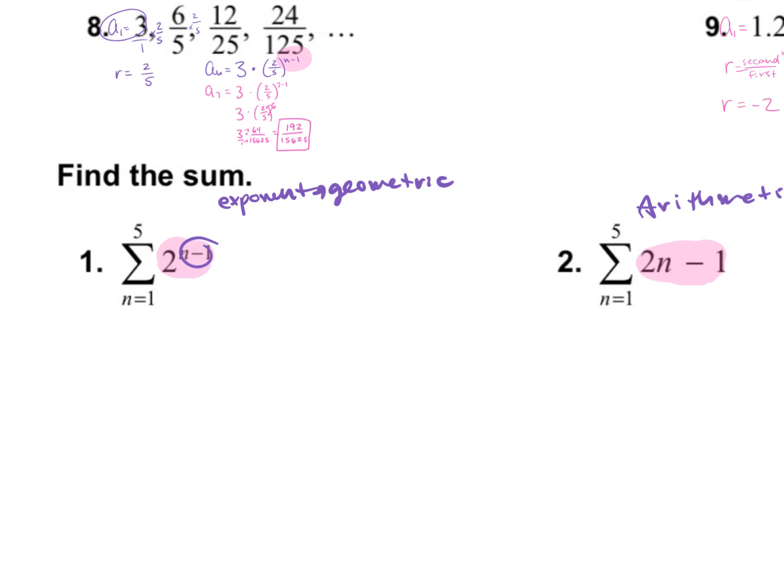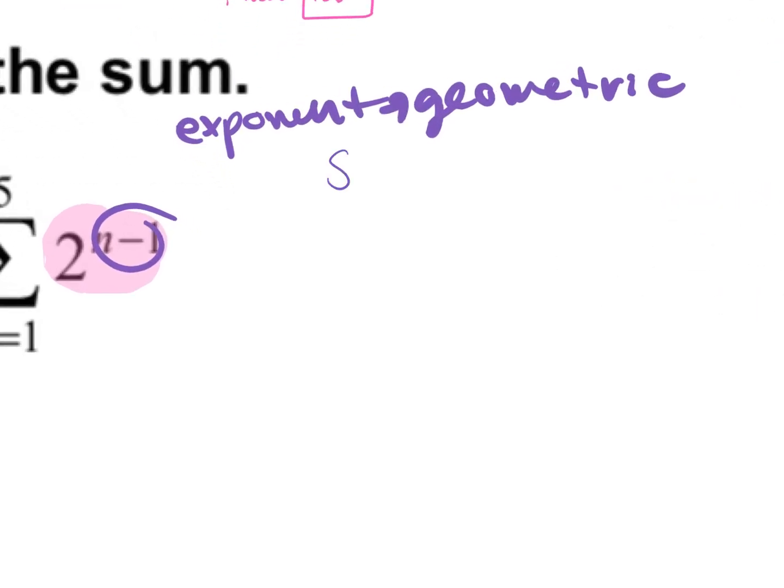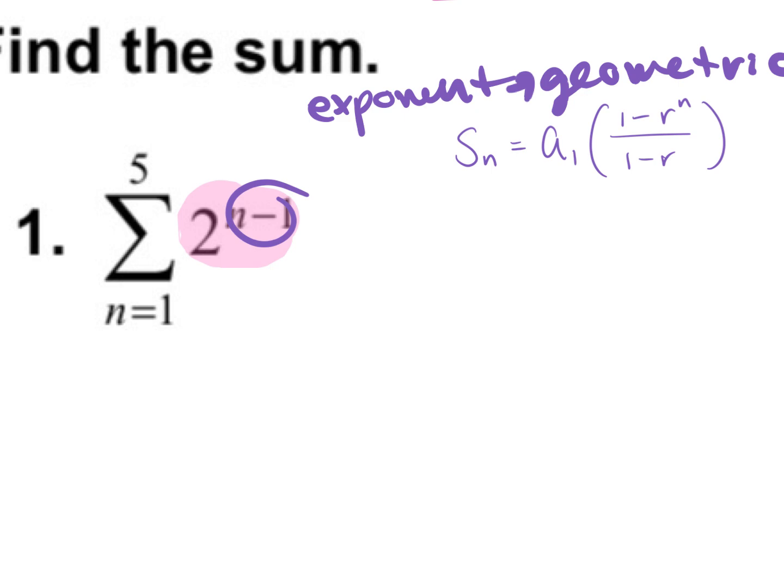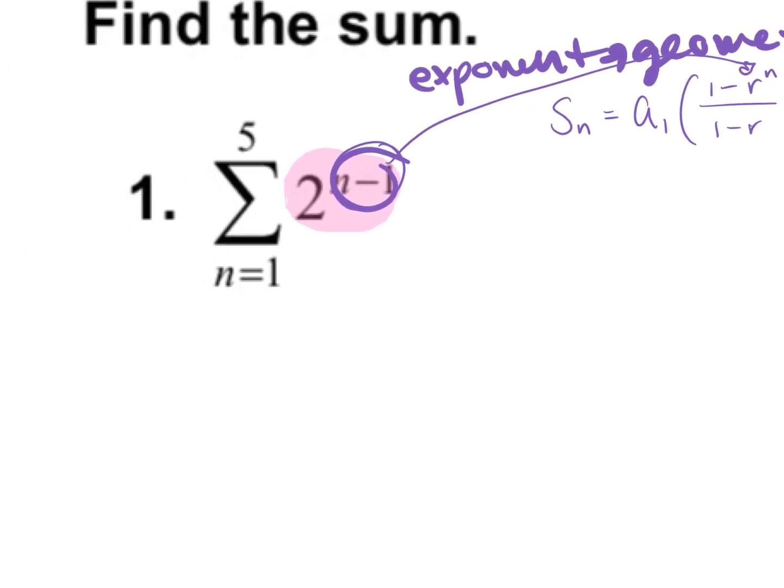So our two formulas are different for each of them. So the sum of a geometric sequence is a sub 1 times 1 minus r to the power of n over 1 minus r. So again, another way you could think about it is the one with the exponent has an exponent in the formula. So let's plug in everything. Well, we got to find everything. We need to figure out what a sub 1 is, r, and n. How can I find my first term?